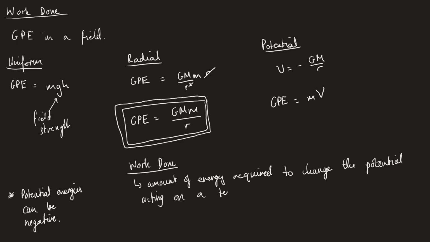a test mass. So if we go to this argument that we had before, where we have some sort of point mass and we have these equipotential lines based on its radial field, if I wanted to change the potential, I have to move either towards or away from the mass.